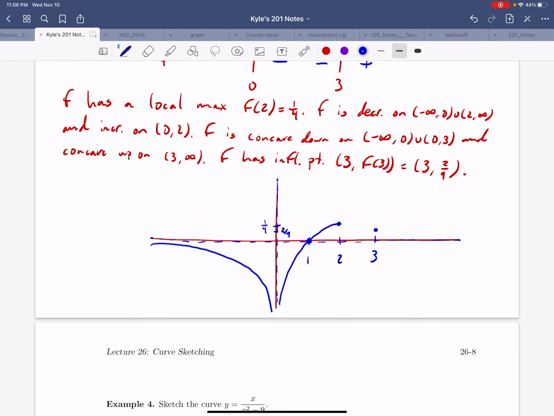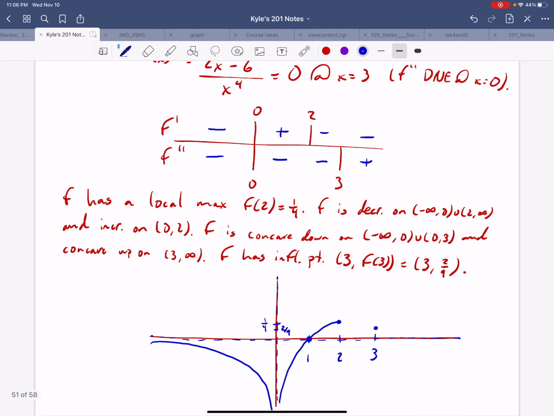Hit our local max, right? And again, note that it's concave down, increasing but concave down. Then from 2 to 3, we are decreasing concave down, so it looks like that, right? It's this curve, right? But then from 3 onward, it's decreasing concave up. Okay, so we get that sort of a graph.